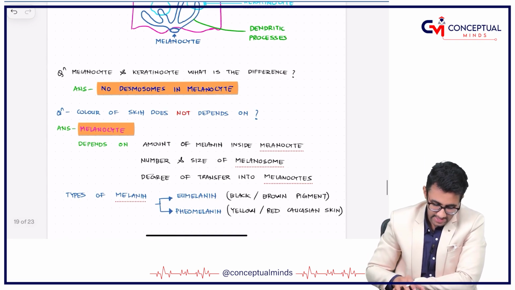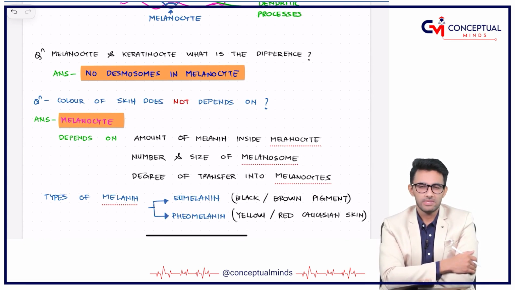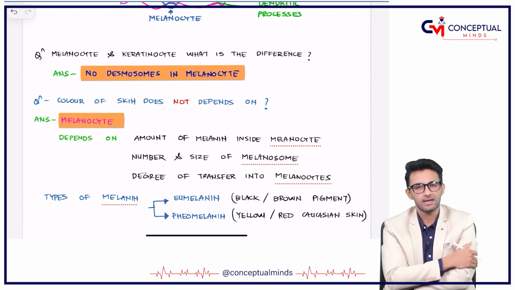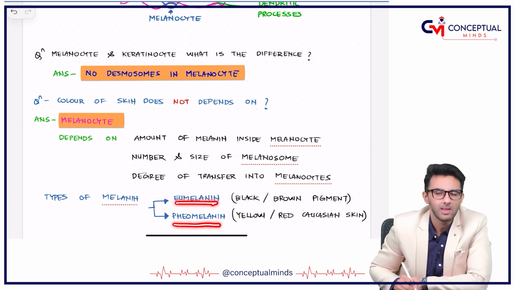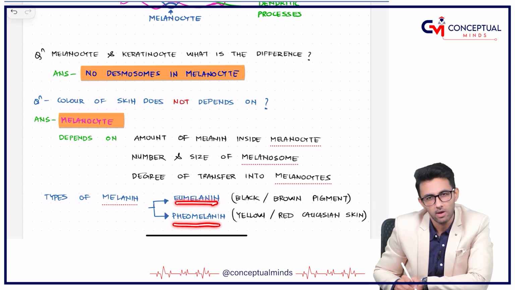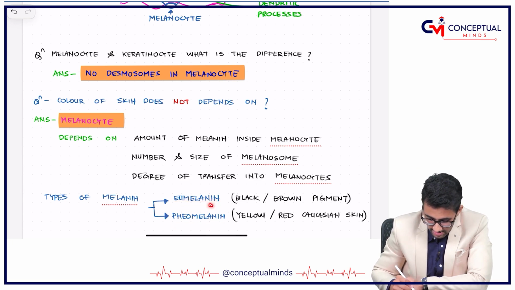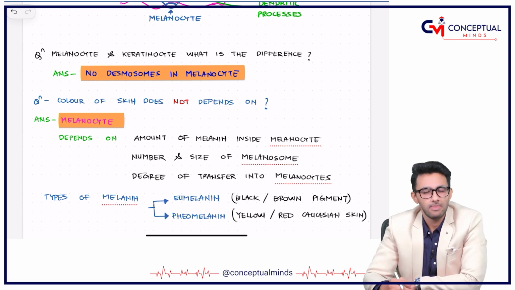The next thing we read is the type of melanin pigment. As we know, there are a lot of different skin colors, but more or less we differentiate into two types of melanin: eumelanin and pheomelanin. Pheomelanin is more yellowish red, seen more in Caucasian people, and eumelanin is seen more in black people, with black and brown pigment. So that was all about melanocyte.